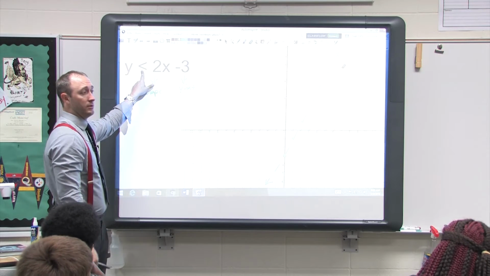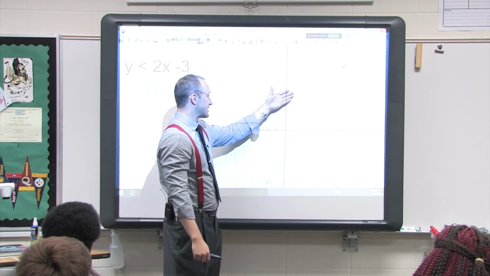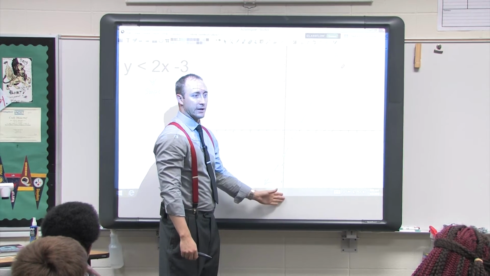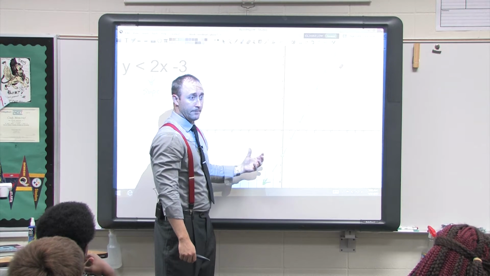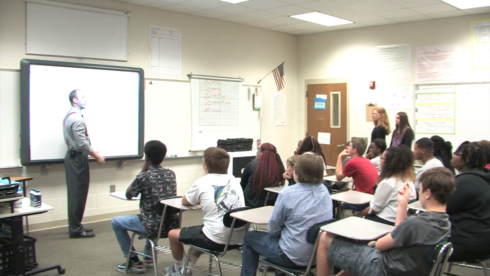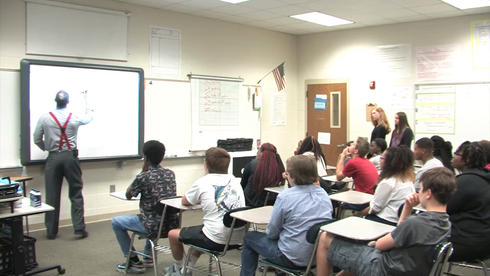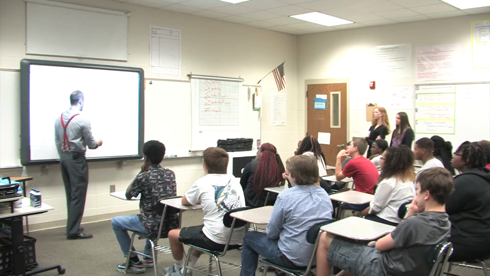Y is what? So if Y is less than, which side are we going to be? This top side or this bottom side? Bottom side. This is where they're less than. So we're going to do what? How are we going to represent it? We're going to shade it.